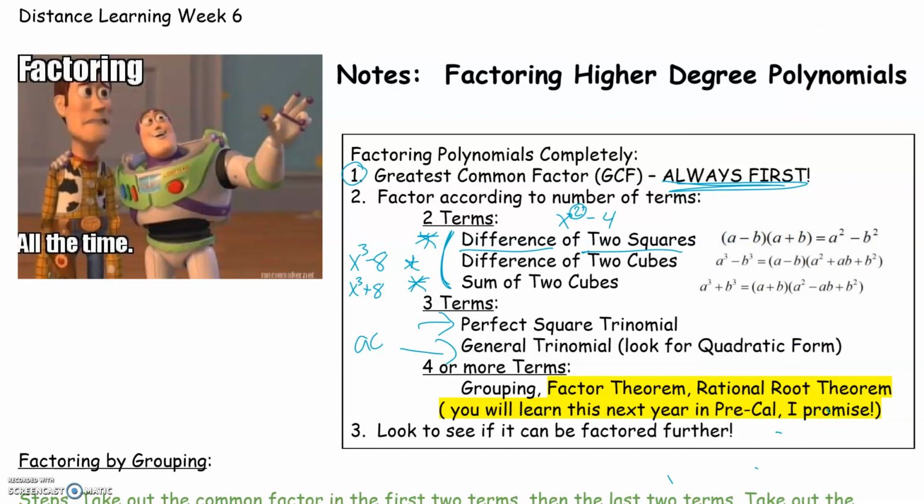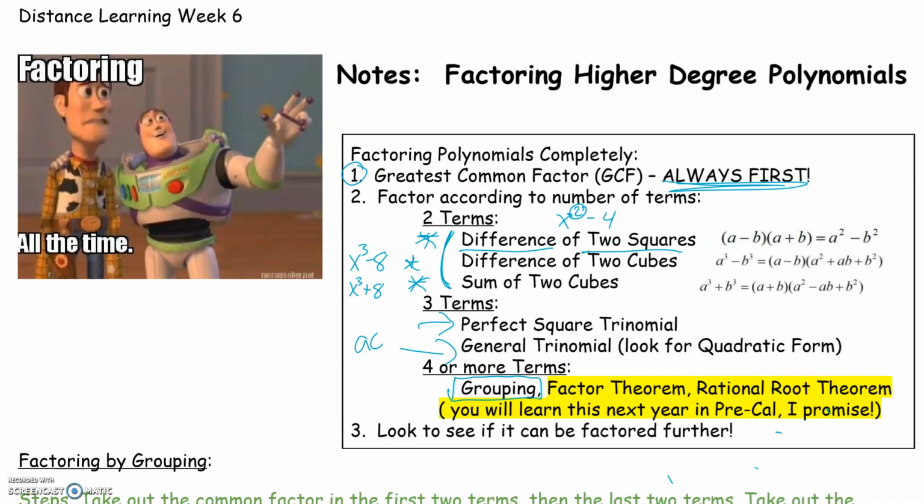So the last one is when we have four terms or more, we are going to focus on grouping. Now, we are not going to focus on the factor theorem or the rational root theorem. You're going to learn that next year in pre-cal, I promise. If we were back in the classroom, we would definitely go over those, but you can look those two up on Khan Academy or on your own if you would like to. But we're going to focus on just grouping for this year, and you will see them next year in pre-calculus.